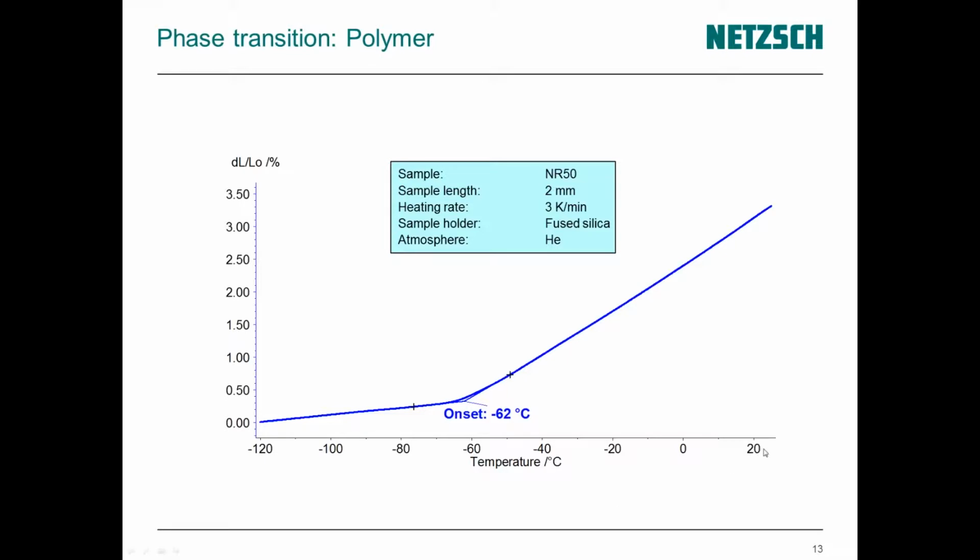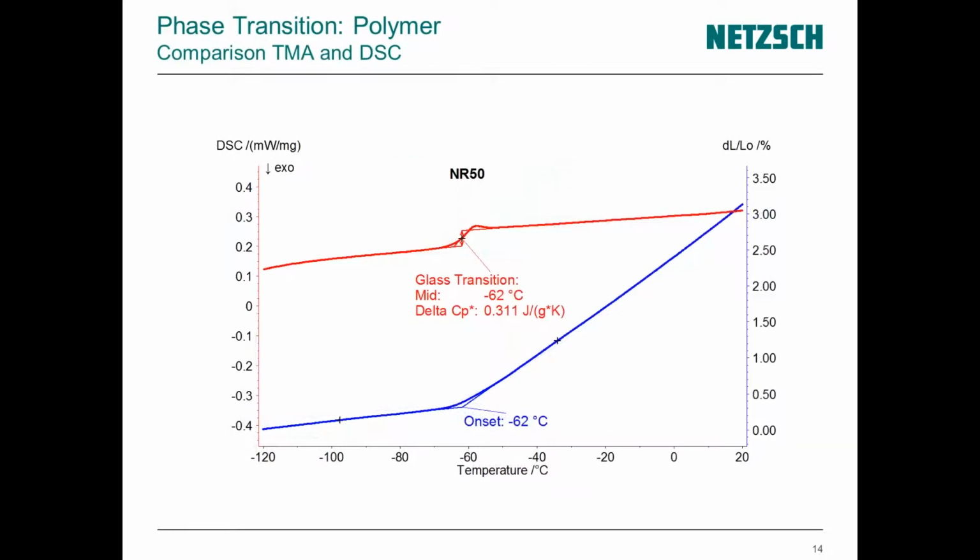As a first example, I have here the measurement of a polymer sample. It was a natural rubber sample. It was measured in a temperature range between -120 up to room temperature, and in blue you see here the expansion curve, and around -62 degrees C you see a change in the slope of the expansion curve, and this is where you find the glass transition of the polymer. So the glass transition is the change in a polymer from hard and brittle state into a softened or rubber-like state.